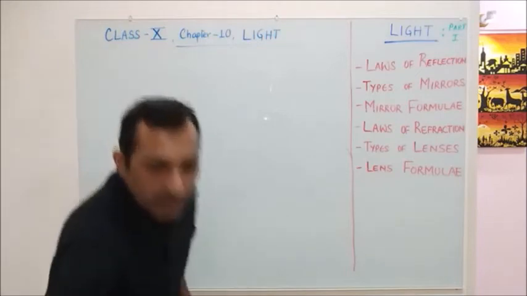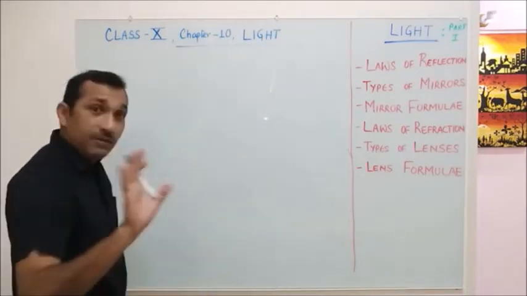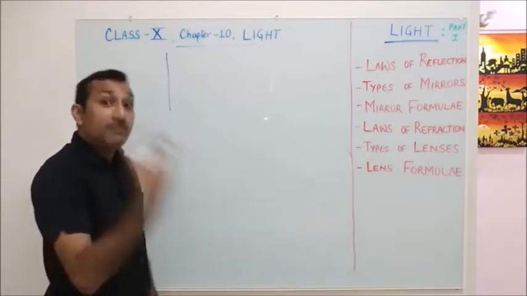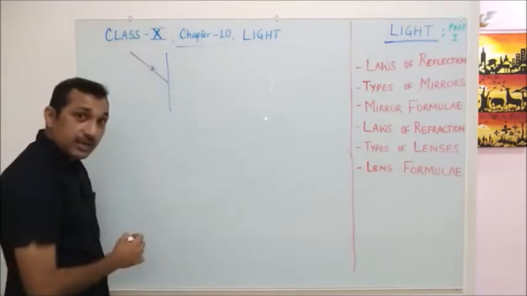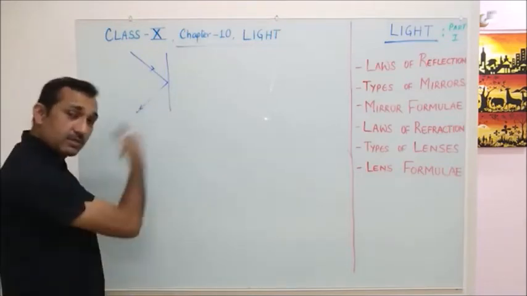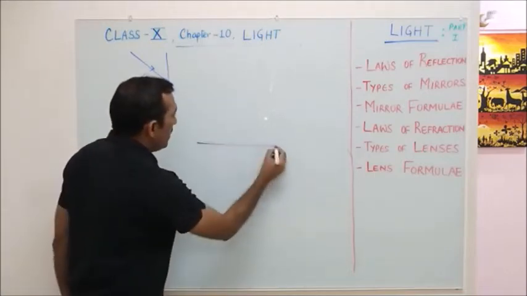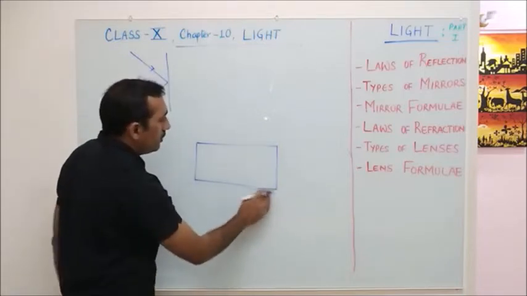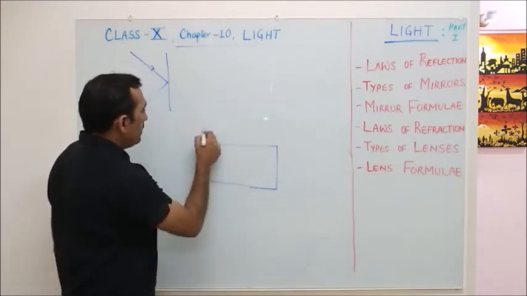Before we go to laws of refraction, let's see what is refraction. In the reflection, what was happening, we had a reflective surface, we had an incident ray, and this ray was going back to the same side. Now in the case of refraction, what is happening? Say this is the block of glass, this is glass, and this is air.